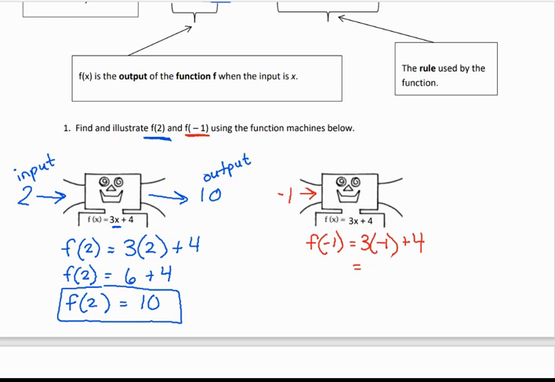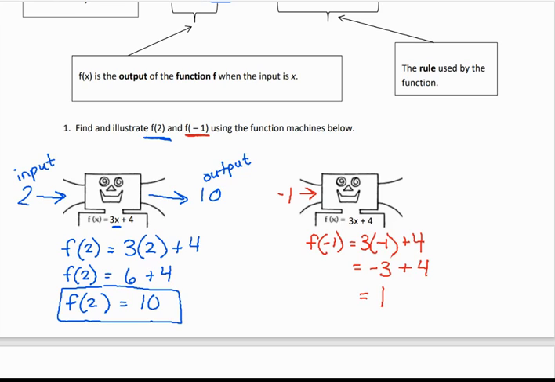So I'll even leave the left-hand side blank right now. The machine is saying multiply what you put in as your input. So multiply 3 times negative 1. That gives me negative 3. Then it says after you multiply, add 4. Negative 3 plus 4 is 1.